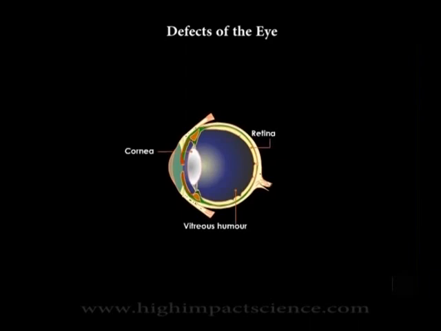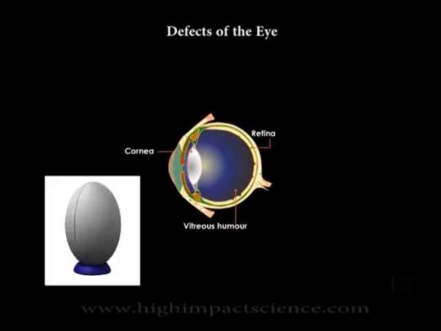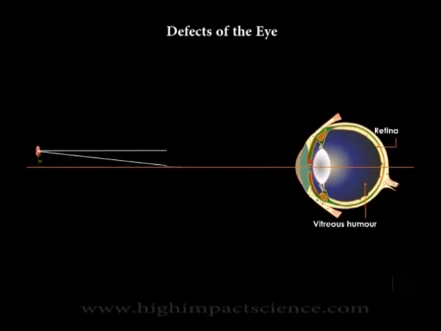Normally, the cornea is conical in shape, but in an astigmatic eye, the cornea is shaped more like a rugby ball. The shape causes light rays to focus on 2 points rather than on just 1 point.